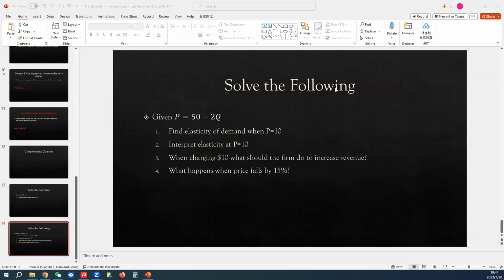Thirdly, what should the firm do to increase revenue? And lastly, what happens when price falls by 15%? So let's get to this.